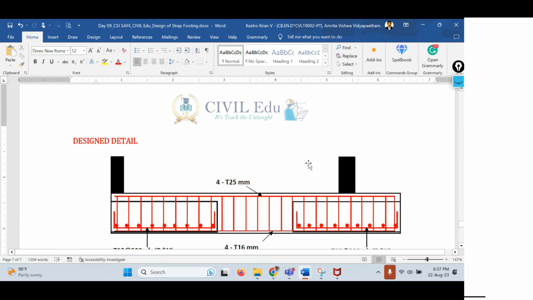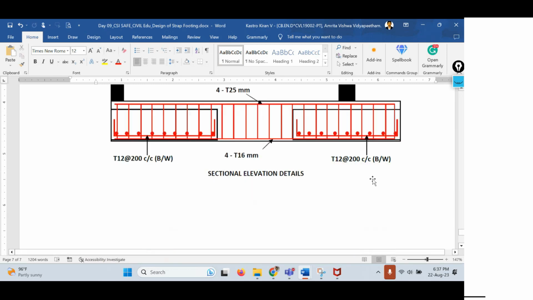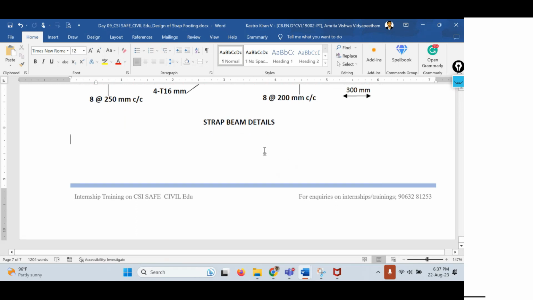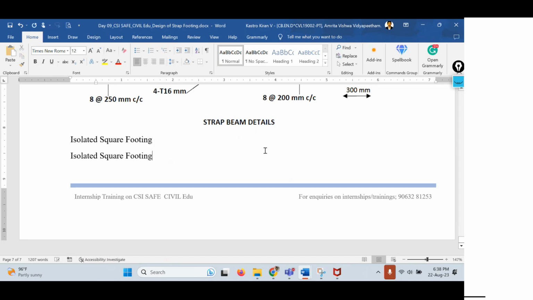So with this, what we have completed is the manual design of all the 5 types of footings. So how many footings have we seen so far? We have seen 5 different types of footings. The first one is isolated square footing. This is what we have seen initially. And then we have seen isolated rectangular footing as well. And then we have seen the sloped footing, sloped or trapezoidal footing.